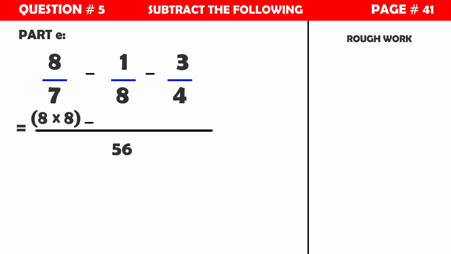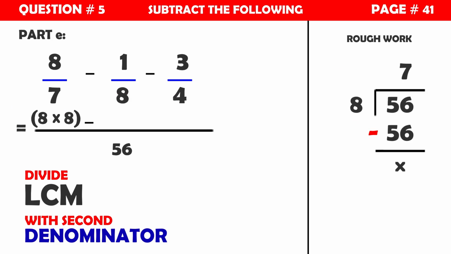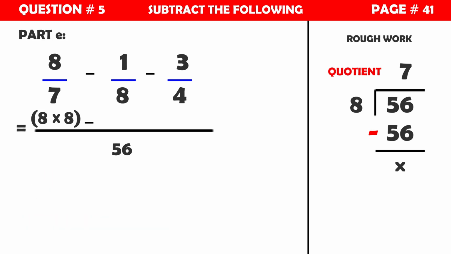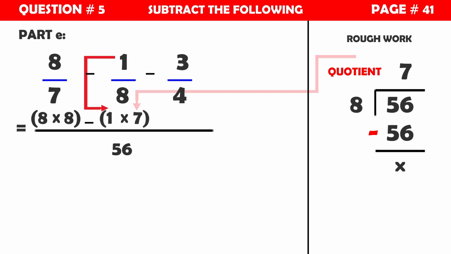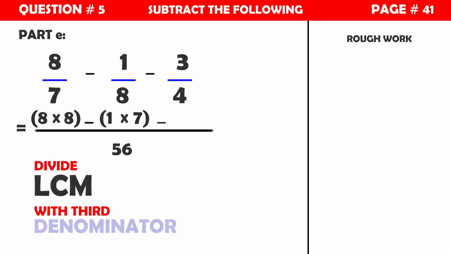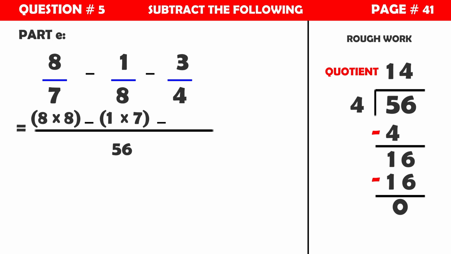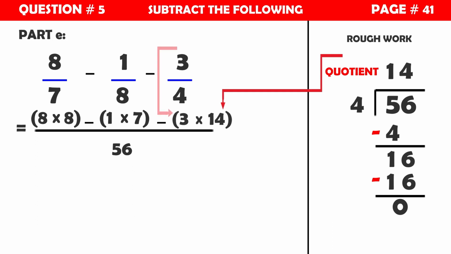Now do the same for the second fraction. Check what times 8 gives us 56. The number is 7. So multiply 7 with the numerator 1. Finally, 4 times what number gives 56? We can check it in the rough work. Divide 56 by 4 and we will get 14. So we will multiply 14 with 3.